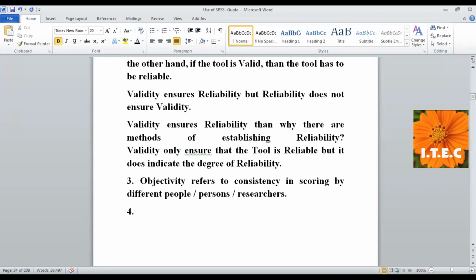Now another is sensitivity, or you can also call it least count. Least count means the smallest measurement taken with the help of the instrument.